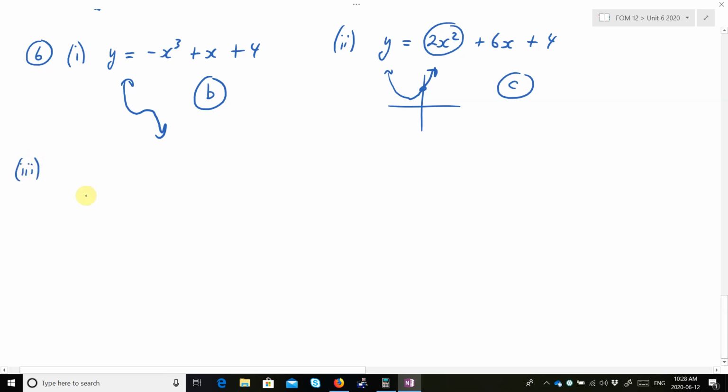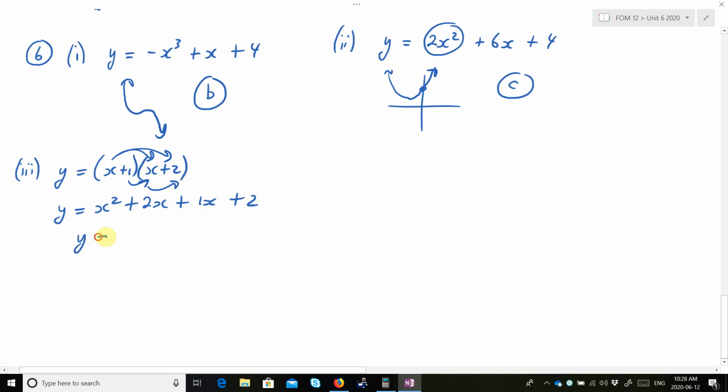Now number 3 is y equals x plus 1 times x plus 2, and if you were to multiply this out, we would get x squared plus 2x plus 1x plus 2, which is y equals x squared plus 3x plus 2. It's got to hit there. And so that has to be graph E.